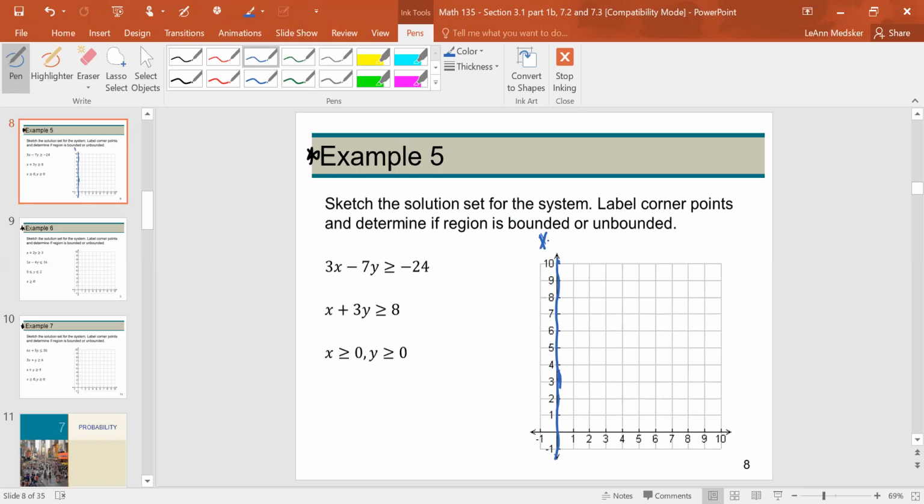So this is x equals 0. We're greater than or equal to 0, so we'd be shading to the right. And remember, we want to just mark that with arrows so that we know the direction. We don't want to actually shade yet.